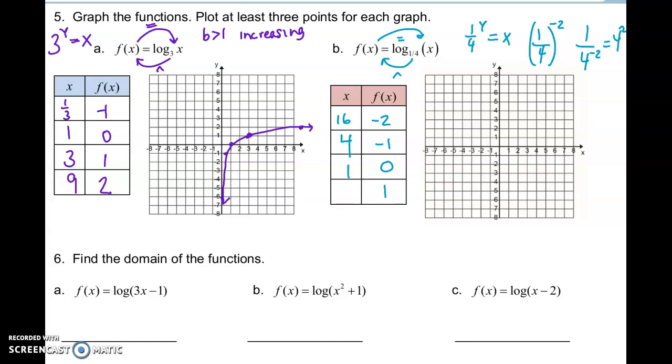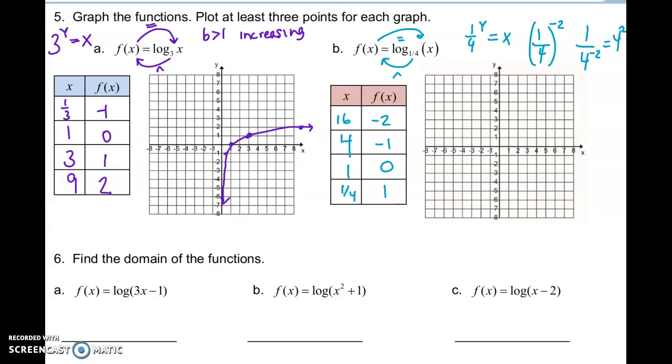Remember, they all share that point in common. And if I plugged in 1, I would get 1/4. And you could do it for 2. 2 would be 1/16. So now that I have my XY table, let's plot those points.